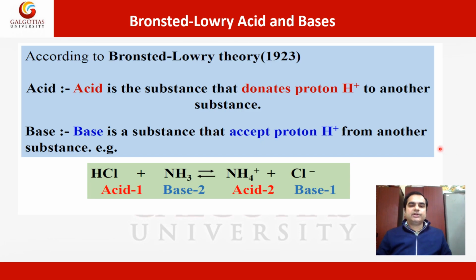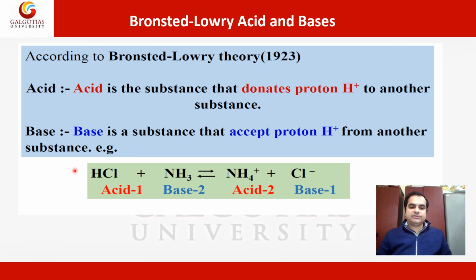Now let us move to another acid-base theory and see how we can define acid and base on the basis of it. The second theory is the Bronsted-Lowry acids and bases, proposed by Bronsted and Lowry in 1923. According to this theory, an acid is a substance that donates a proton, H+ ion, to another substance, while a base is a substance that can accept a proton from another substance.